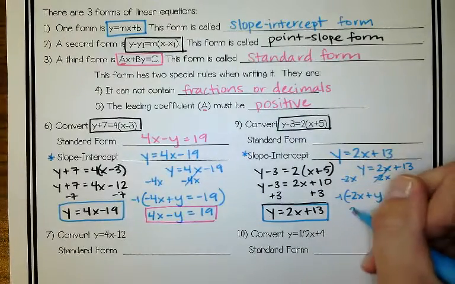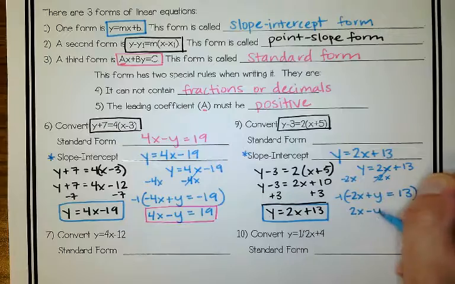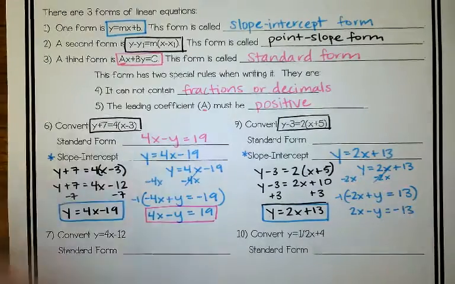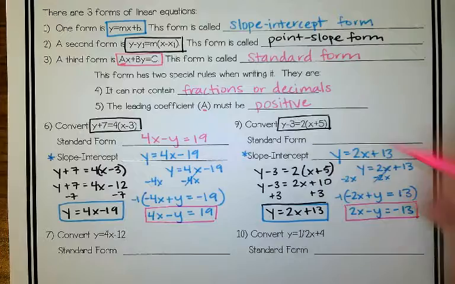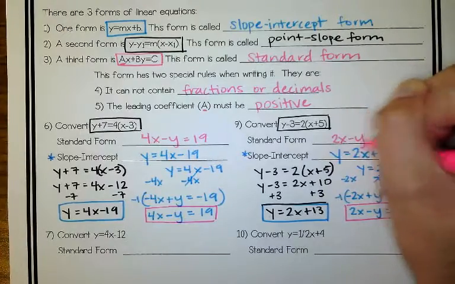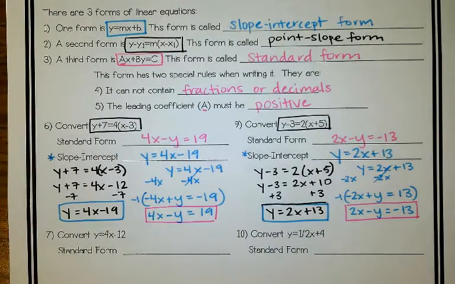So that will turn this into positive 2x minus y equals negative 13. Do y'all feel good about that? So that becomes 2x minus y equals negative 13. All right, are you guys tracking with me so far? Cool. Now here's the thing.